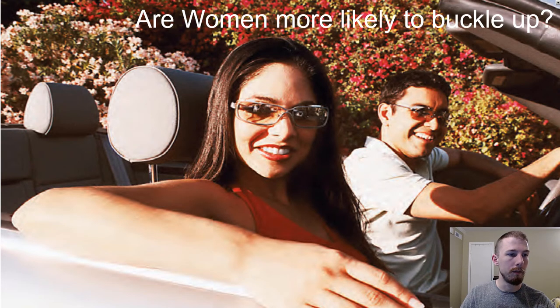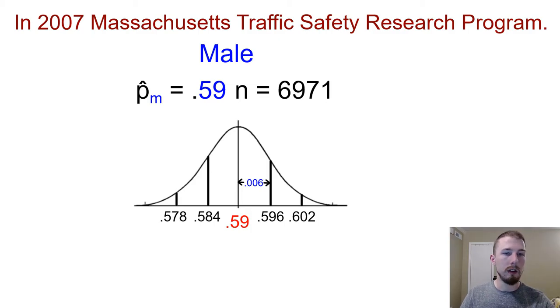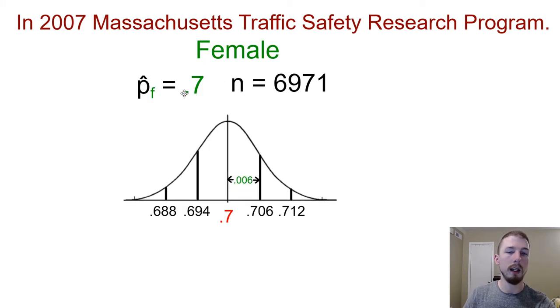So in 2007, the Massachusetts Traffic Safety Research Program found a proportion of 59% of males that were buckled up. If you want to study this a little more, I think it's in the textbook, chapter 21, so you can check it out yourself. They took a sample of 6,971 males, and of those, 59% were buckling up. So our sampling distribution model, if it was centered at our sample proportion, would have a standard deviation of 0.6%.